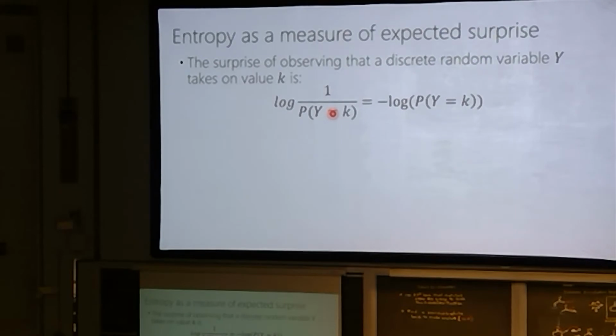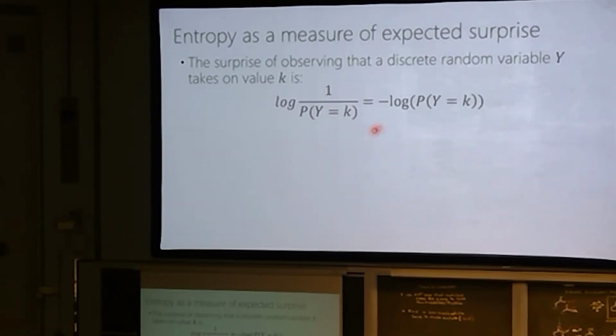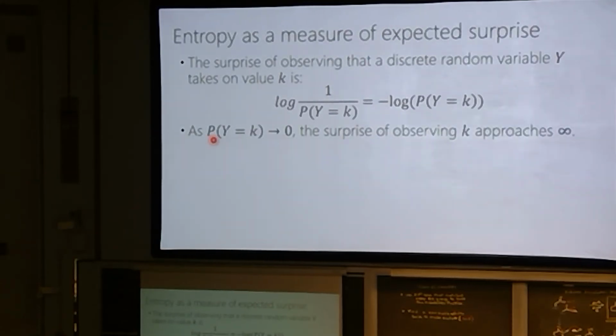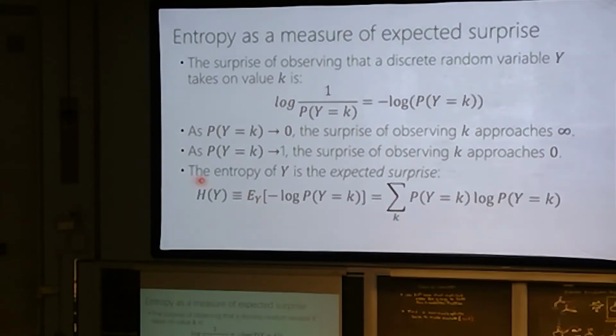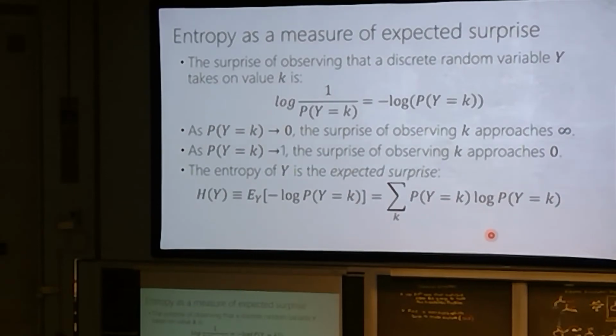This isn't the entropy yet. This is just the surprise factor. As p goes to 0, the surprise approaches infinity, which is what I just said, and as it goes to 1, the surprise approaches 0. So that makes sense intuitively. The entropy is the expected surprise. You take the distribution over all possible values of y, and you compute the surprise. So that's another way to think about entropy.